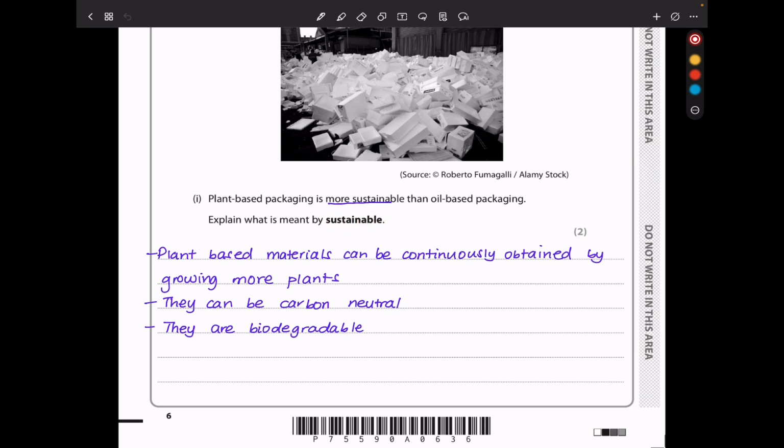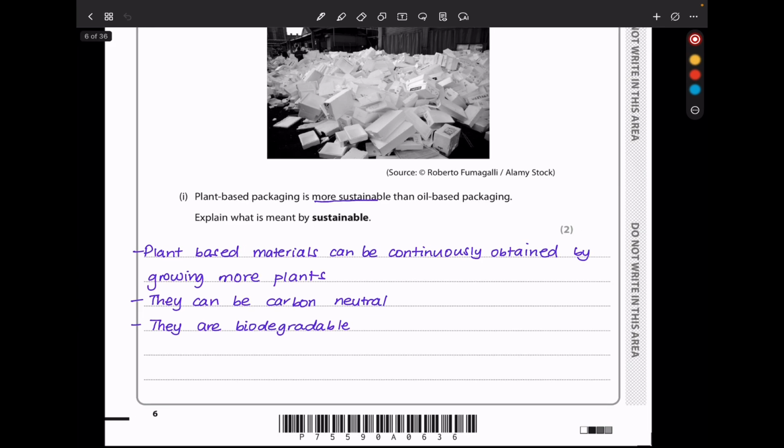Sustainable means something can be maintained for longer periods of time, meaning we can get the raw materials and we can deal with the waste. So I said plant-based materials can be continuously obtained by growing more plants. They can also be carbon neutral, and they're biodegradable, so the waste can be decomposed by bacteria.